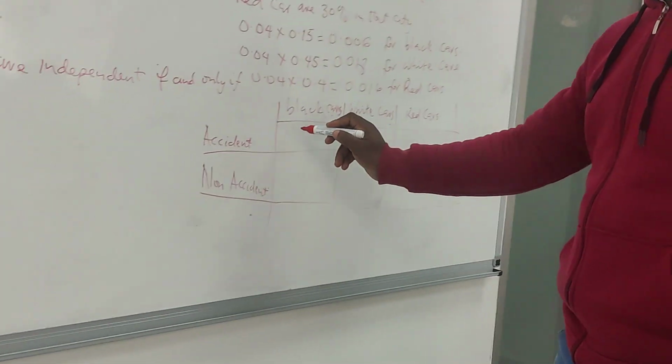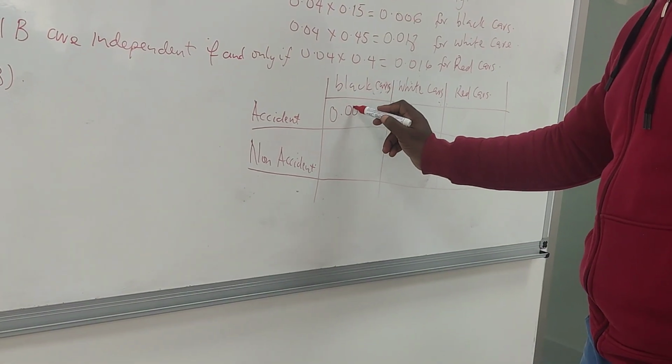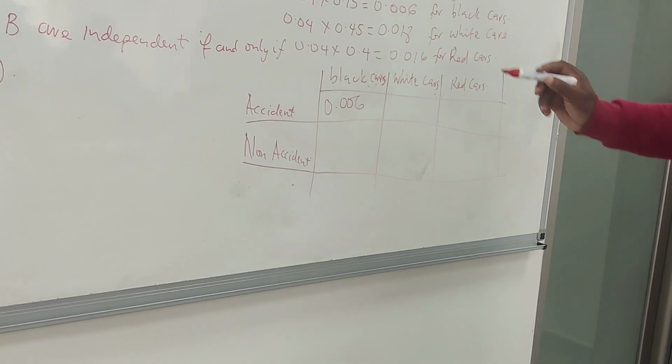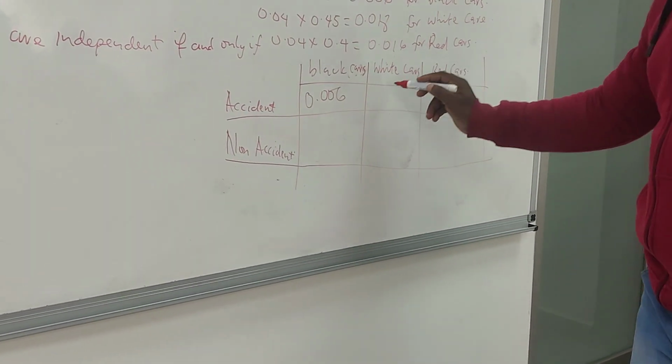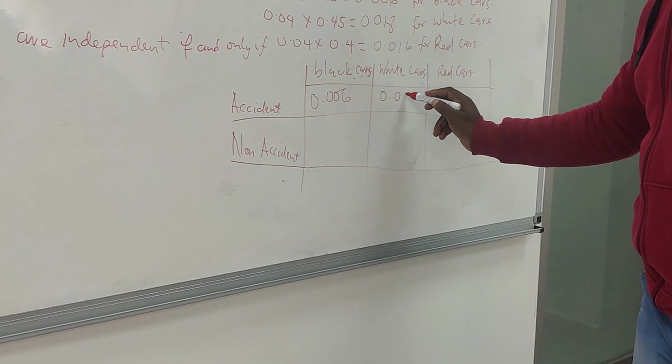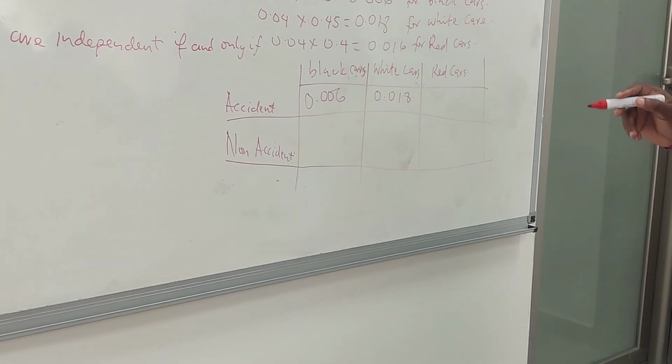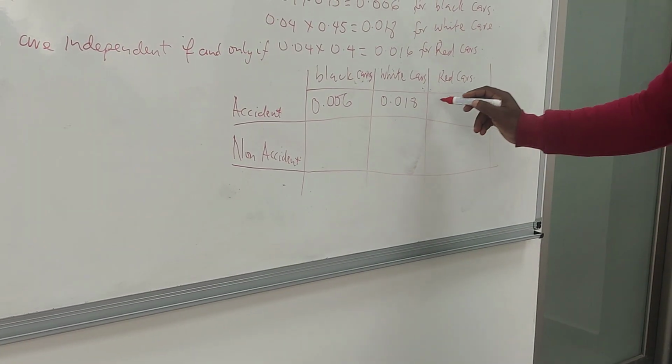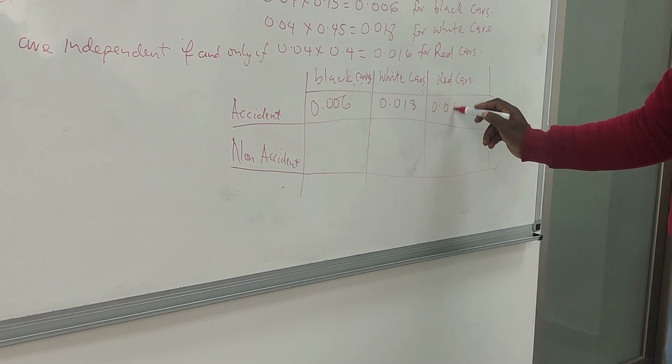So for the black cars, we have 0.006. For the white cars, we have 0.018. And for the red cars, we have 0.016.